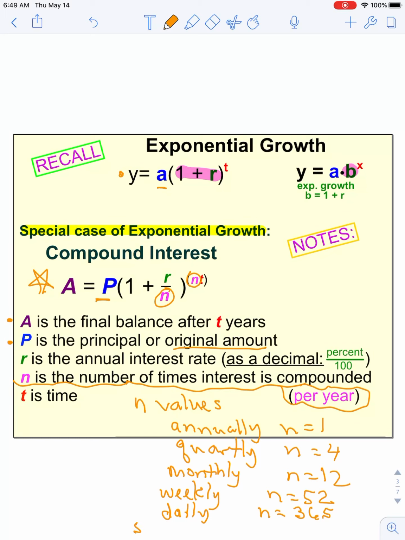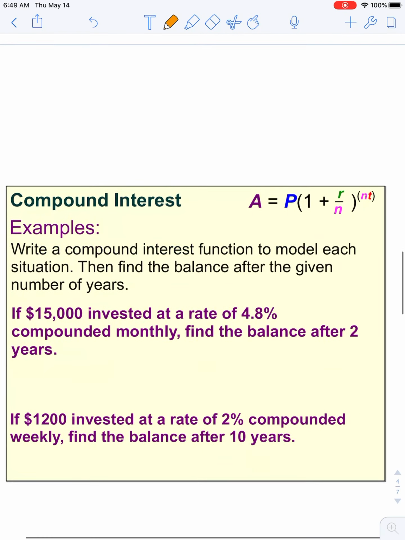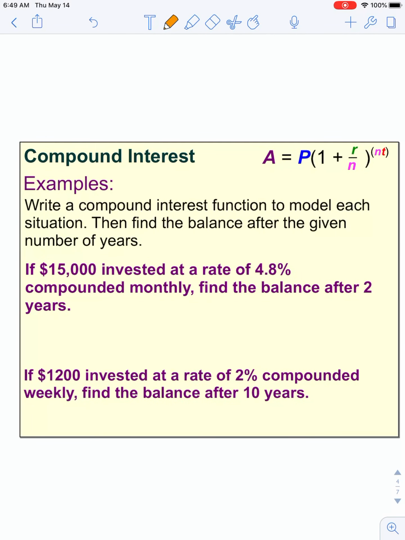And there's also semi-annually. And semi-annually would be just twice a year. So those are the values you're going to need to put in for n. All right, so let's try a couple examples. And let's see if we can get these things in correctly. And remember, plugging these things in is one thing. Making sure we simplify it correctly is another.